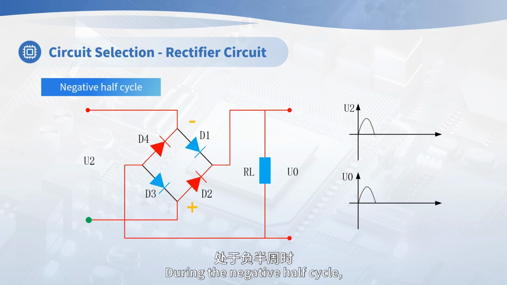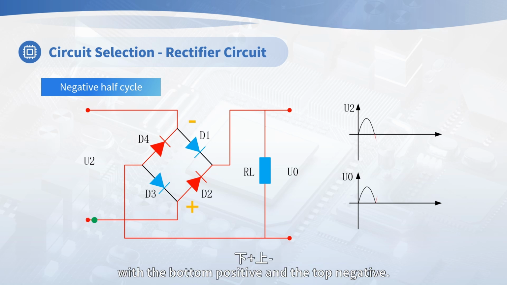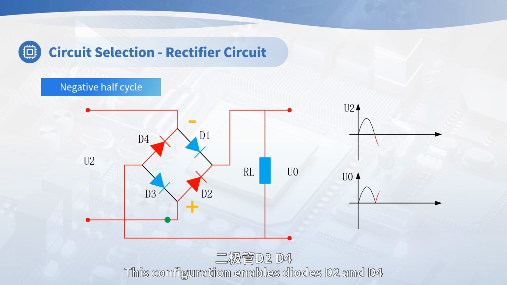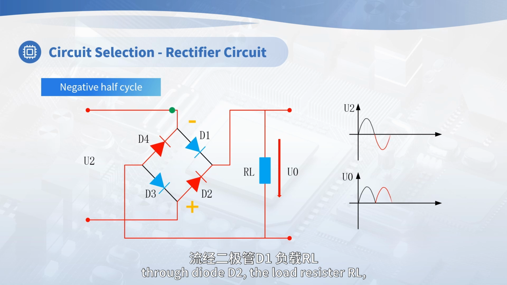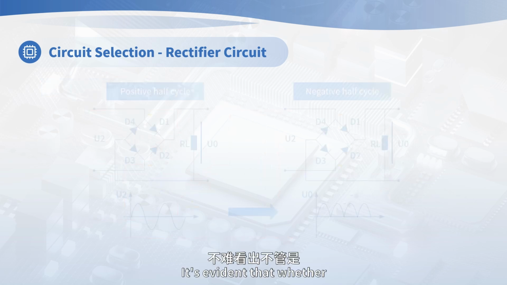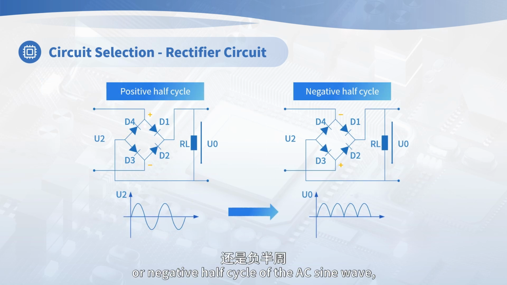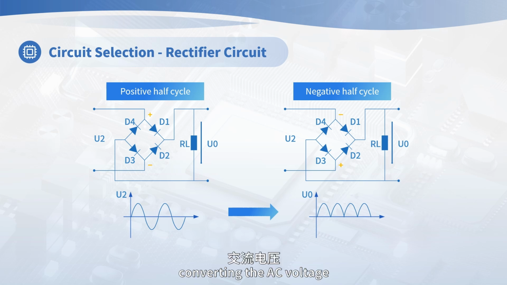During the negative half cycle, the transformer reverses its output voltage, with the bottom positive and the top negative. This configuration enables diodes D2 and D4 to conduct, establishing a current path that flows from the bottom positive terminal, through diode D2, the load resistor RL, and finally back to the top negative terminal through diode D4. It's evident that whether it's the positive or negative half cycle of the AC sine wave, the current direction across the load resistor RL remains the same, converting the AC voltage into pulsating DC voltage.